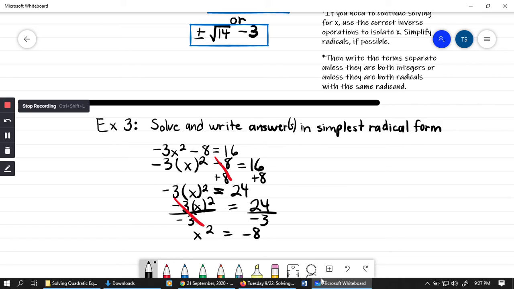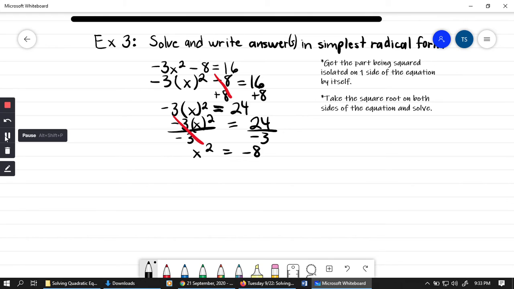Alright, so when we get to this part here, we want to again take the square root on both sides. Since we've got the part that's being squared by itself, now we can take the square root on both sides, and that square root is going to cancel out the square. Remember here that we are taking the square root of a negative number, and that is going to wind up being an imaginary answer.